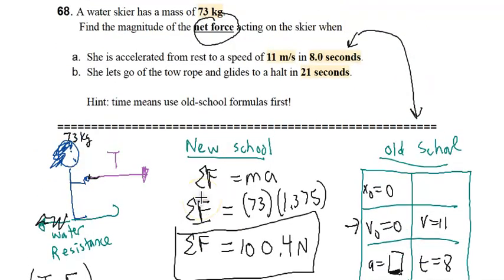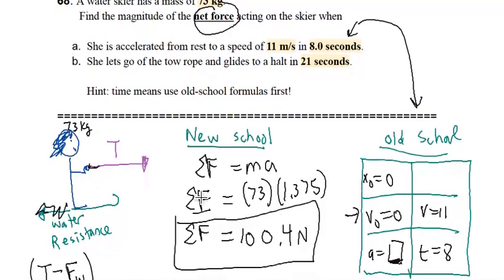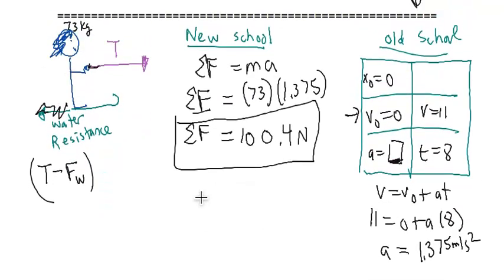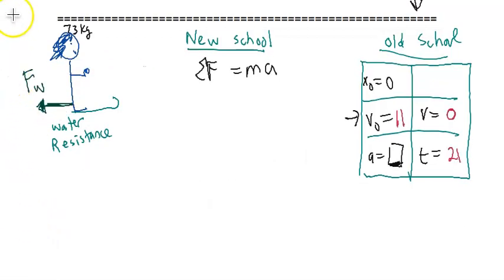Question B: she lets go of the tow rope and glides to a halt in 21 seconds. Okay, I will pause and put that information down there. So this is like when we did restart the clock. Oh, we didn't do restart the clock problems this year. Okay, so she lets go of the tow rope and now there's just water resistance. So her initial speed is 11, her final speed is 0. It took her 21 seconds to come to rest.